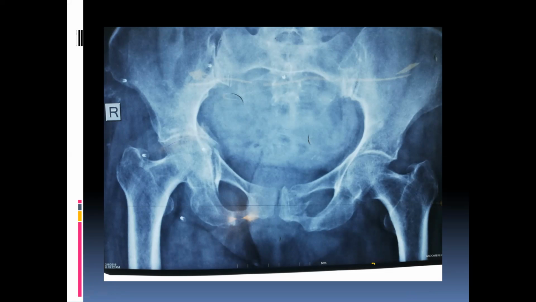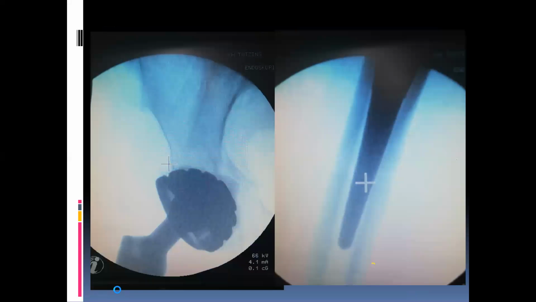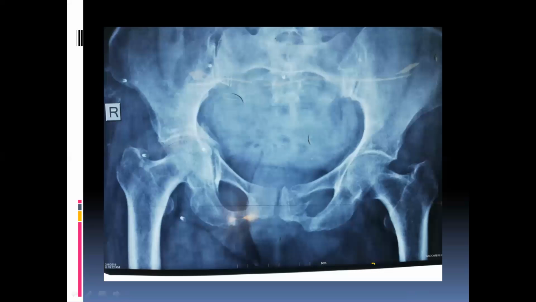acetabulum. So we first treated it conservatively with 4 weeks of skin traction, skeletal traction, and then another 4 weeks bedridden, encouraging non-weight bearing walking until fibrosis occurs.